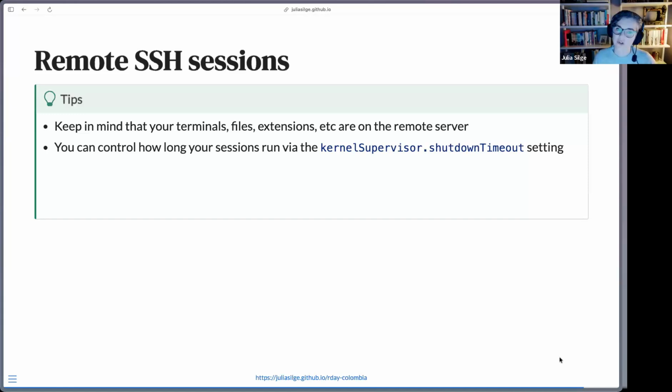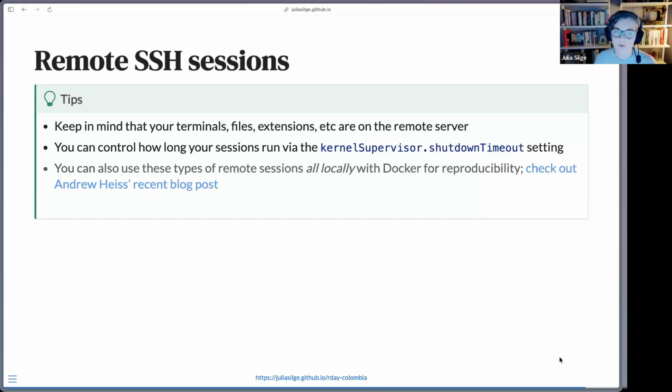Positron has this really nice feature that controls how long your sessions run, like this is the name of the setting here. And what that means is you can connect to a remote server and start up maybe a very long model training. And if you have set this timeout to a high number, like 8 hours or 12 hours, you can shut your laptop and that model will keep training on the remote server. You can reconnect to the session later, which is a pretty nice way to work.